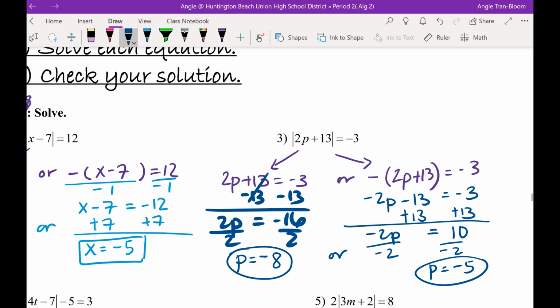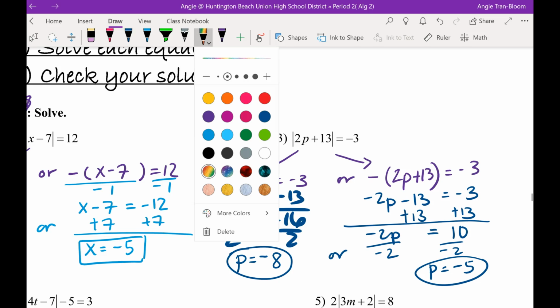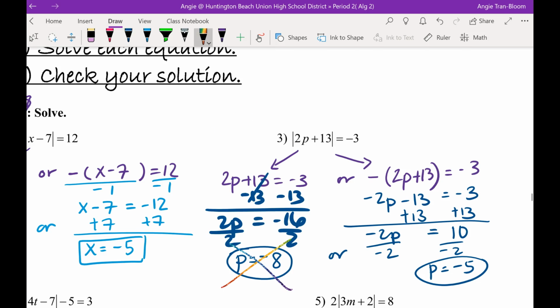So can I cross out -8 right away, y'all? Yes. Now I'm going to check -5 to see if it works. -5 times 2 is -10. -10 plus 13 is 3. Absolute value of +3. Outside I got -3. Can I keep that? No.